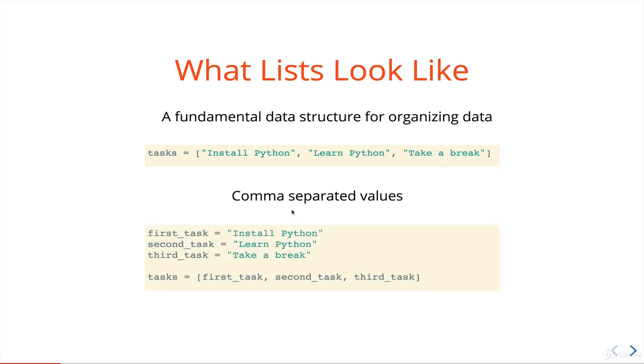Also, if we had them stored in variables as first task, second, and third task, we could also just create a new list using those variables. So we don't have to put strings in directly. We could use a variable that references a string and add that in.